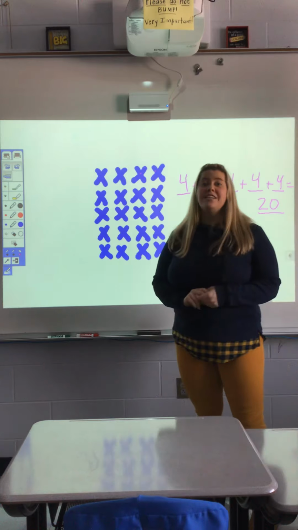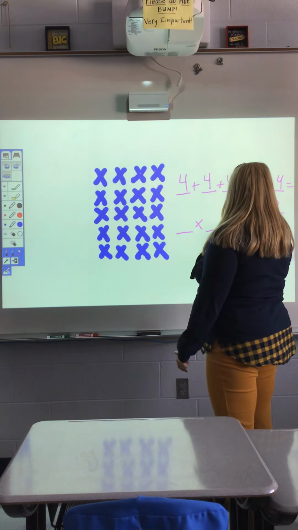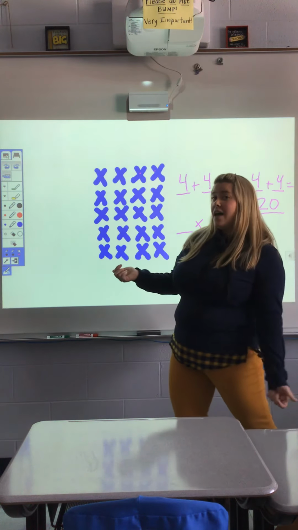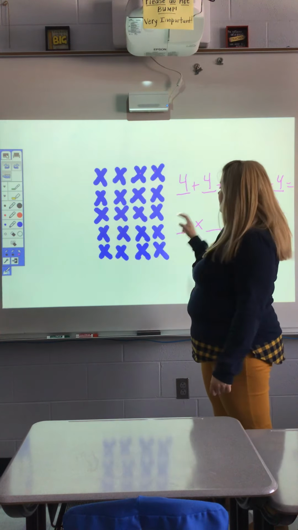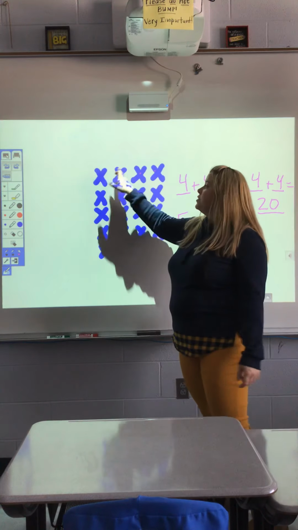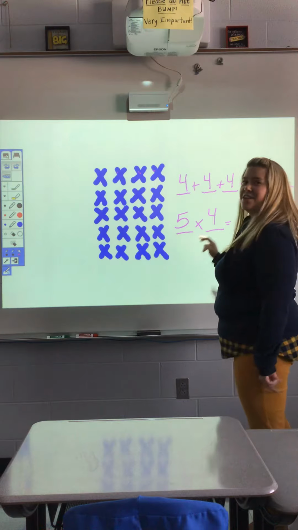Okay, how about my multiplication fact? What did you write? Okay, my first blank needs to be how many rows? 1, 2, 3, 4, 5. How many are in each row? 1, 2, 3, 4. 5 times 4 still equals 20.